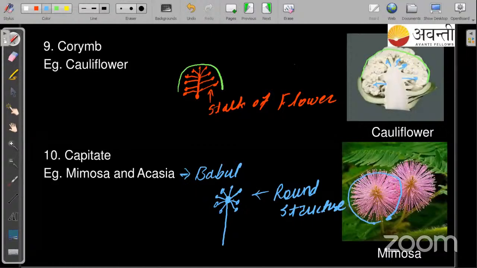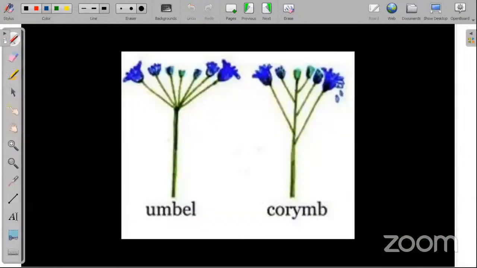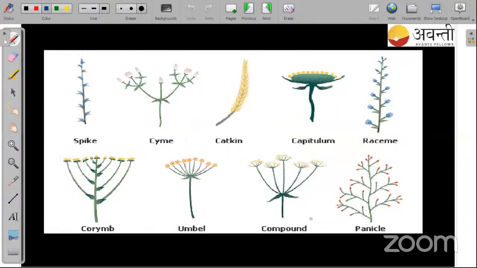So coming to the next, this is the umbel and this is the corymb. Actually, this is the difference between umbel and corymb. So this is the complete diagrams of different types of inflorescence in one shot.